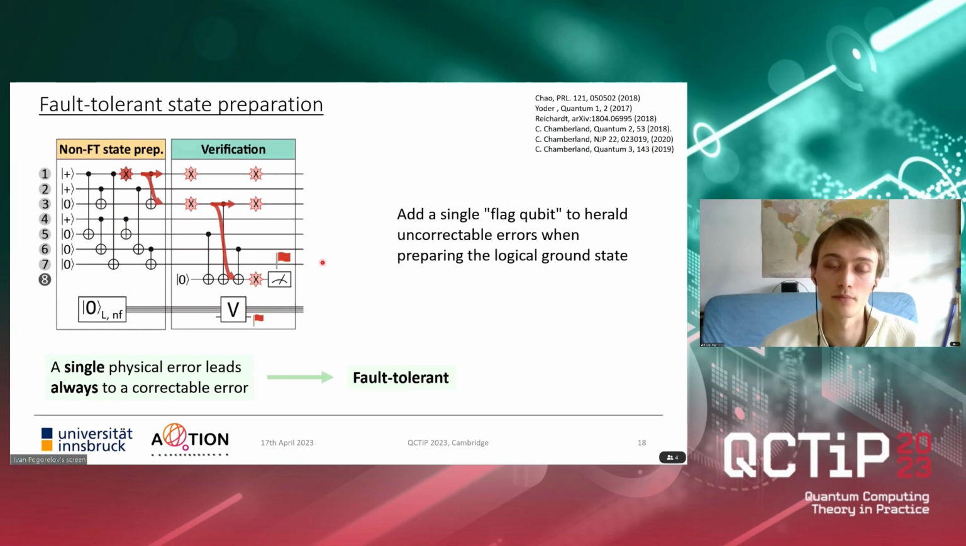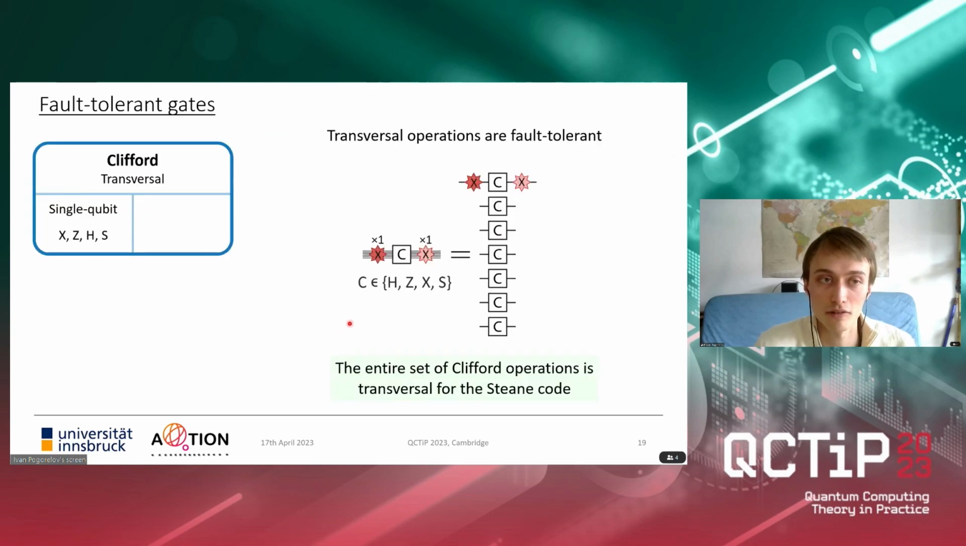But if we only accept states which do not raise the flag qubit, we will actually end up with a situation where all errors are correctable and a single physical error always leads to a correctable error. And the circuit will be fault tolerant, and that's the key idea of what we will be doing. So once we prepare the logical state, we can also think about how to make gates in a fault tolerant fashion so we do not propagate errors.